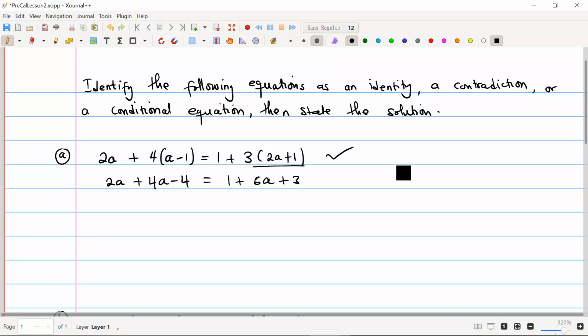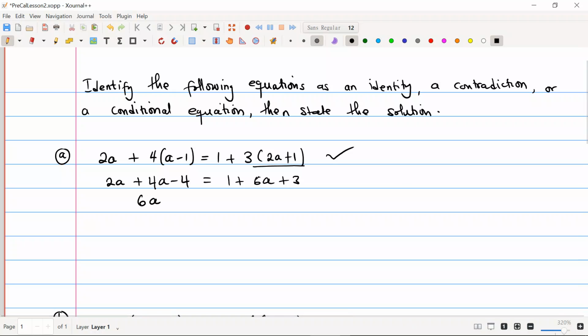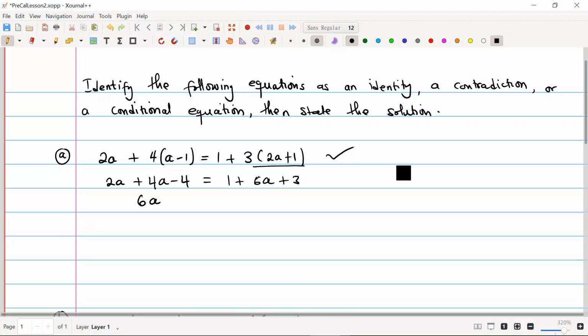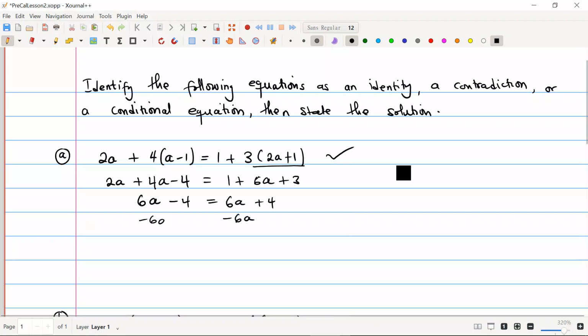So what I'm doing is summing the like terms, the terms that are the same thing. I have a 2 attached to an a and a 4 attached to an a, so I have to sum them. 2 of the a's plus 4 of the a's gives 6a, minus 4, should be equal to 6a plus 4. What we're doing is trying to make sure the terms with a variable are on one side and the terms that are just numbers are on the other. So we can subtract 6a from both sides and see what happens.